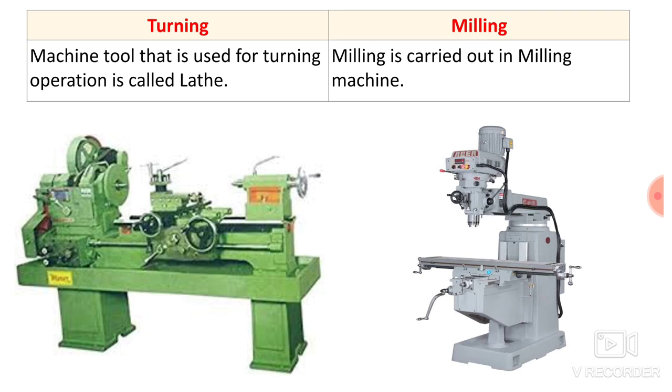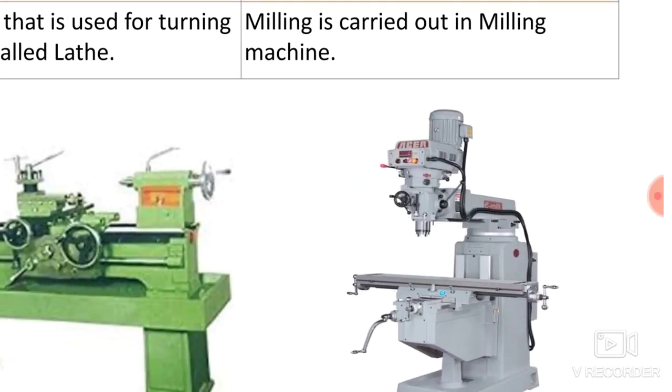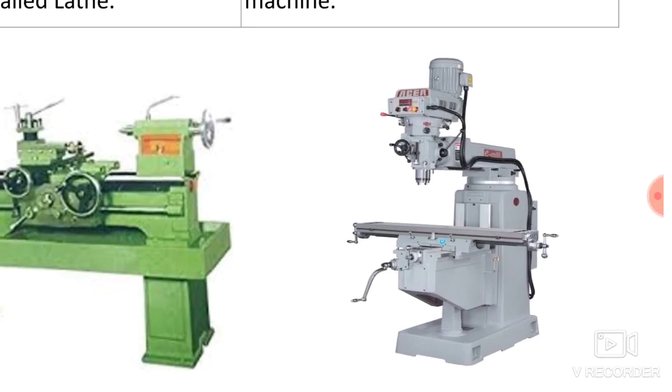Then milling is carried out in a milling machine. Here you can see the image of the milling machine. This is the second image, the vertical milling machine. Basically there are two types of milling machine.